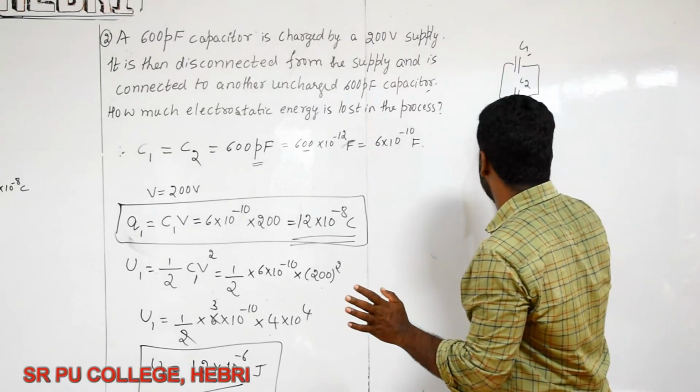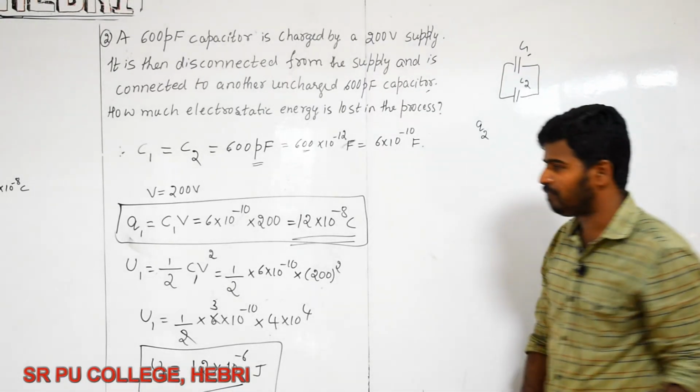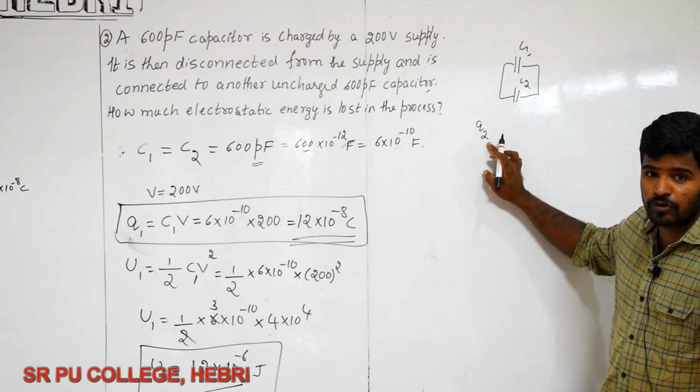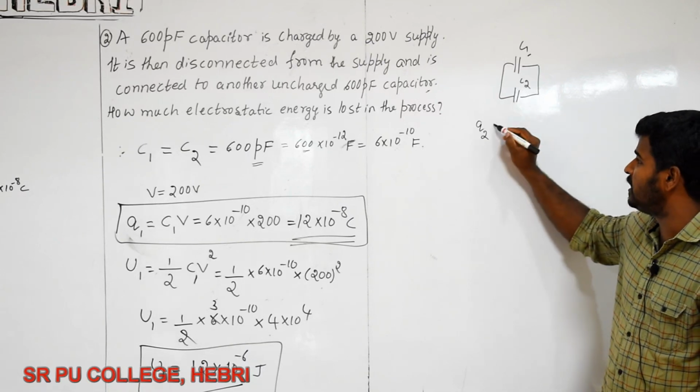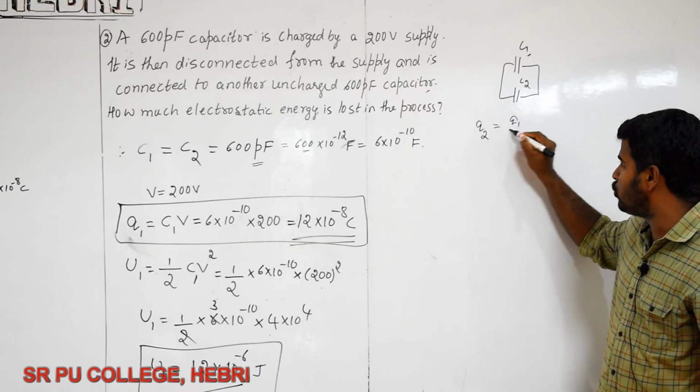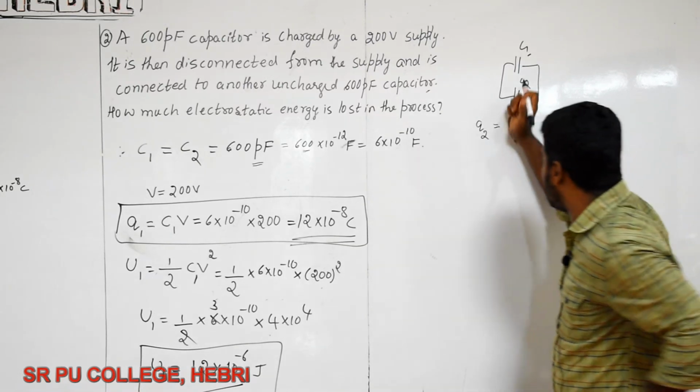Therefore, that is expressed by Q2 is equal to, look, Q2. The charge on the capacitor C2 is equal to, we write, Q1 divided by 2. Why might we have written Q1 divided by 2?